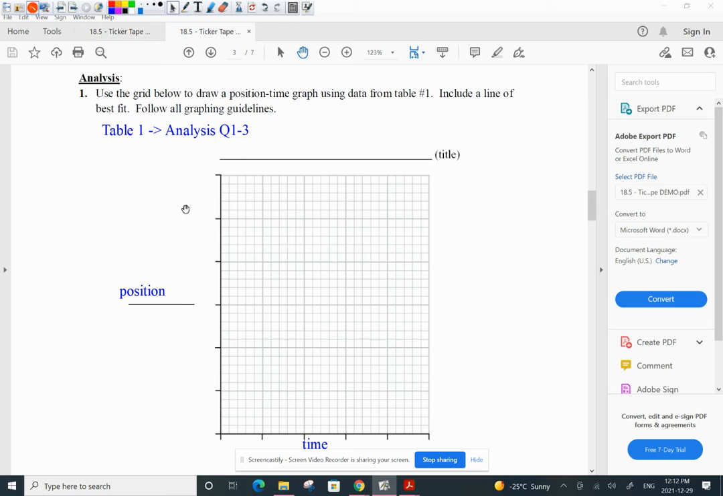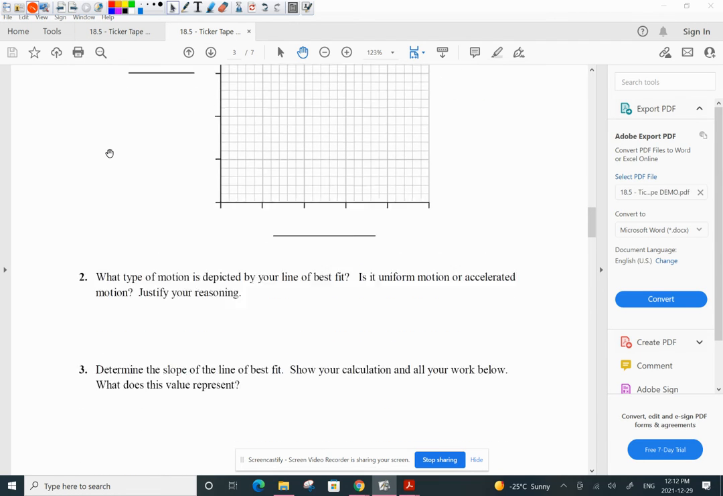Make sure you're showing your units, centimeters to the left. Plot out your position time graph. Make sure you've got your title. Follow all your graphing guidelines. And then do the following questions, again using table 1.